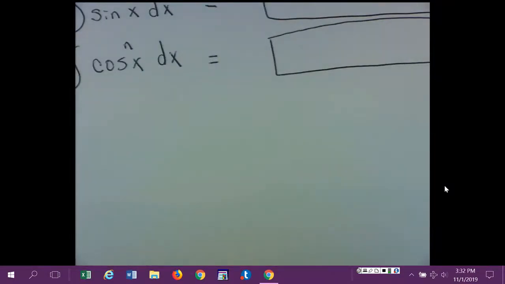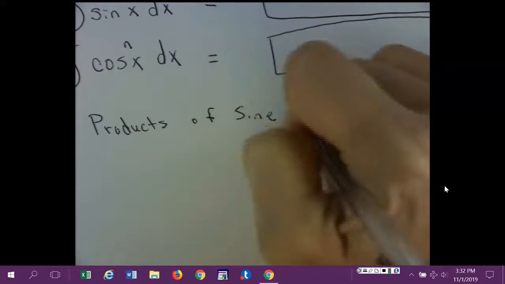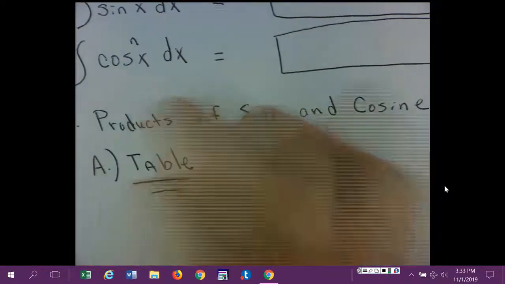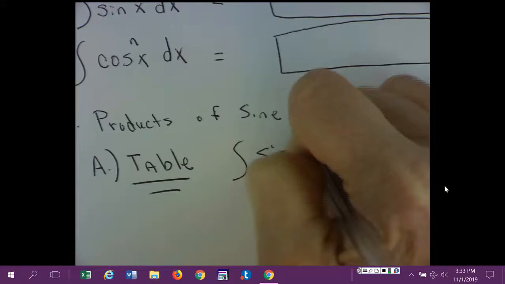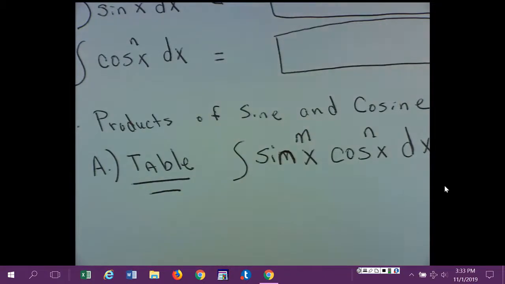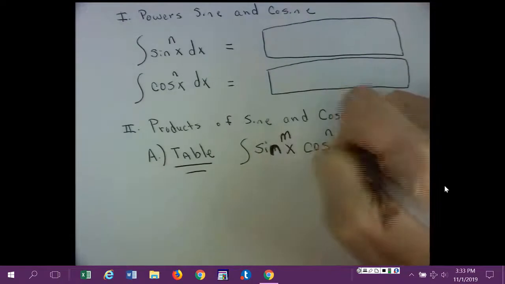the second Roman numeral will be called, and you go into your textbook insert, like I said, products of sine and cosine. There's actually 2 types. The first one will involve a table, and the integrals will look like this in standard form. Excuse me, that's sine of x to the power of m times cosine of x to the power of n. And they say that m and n have to be positive integers also. And again, it involves a table. Make sure you correct this so that it looks like an n. Sine of x to the power of m, cosine of x to the power of n.